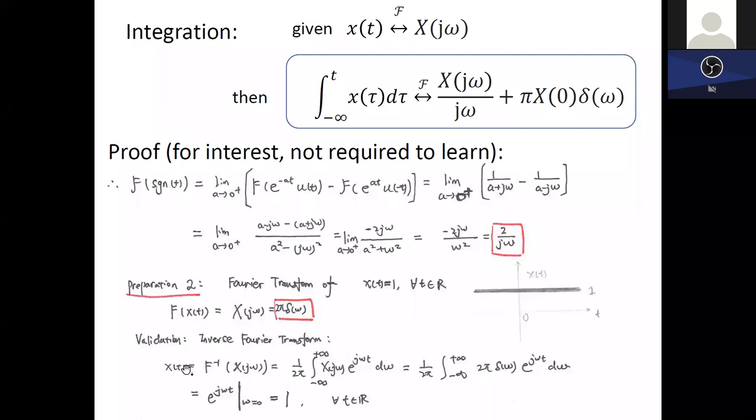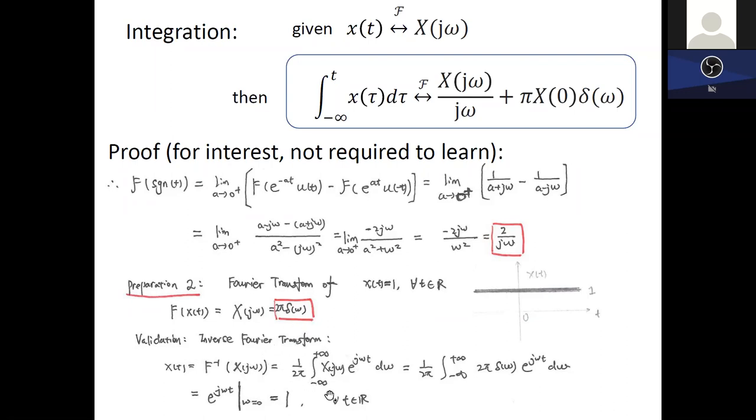The next preparation is to calculate the Fourier transform of another signal. This signal is constantly one for all time t. So how to calculate the Fourier transform of this signal? Again, if we apply the standard Fourier transform formula, the integration turns out not straightforward to calculate. But we can check the Fourier transform of this signal by applying the inverse Fourier transform. It turns out the Fourier transform of this constant signal is 2 pi times impulse delta of omega.